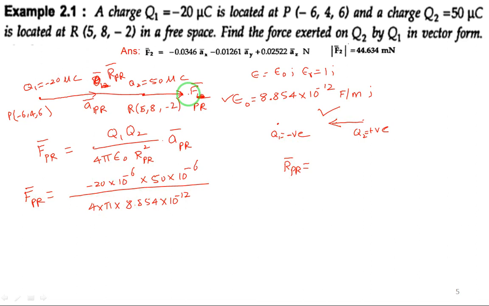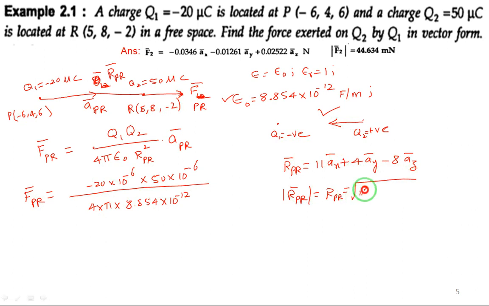So P to R, P and R. 5 minus of minus 6, 5 plus 6, it is 11 AX. Then 8 minus 4, 4 AY. I am finding the distance vector RPR. Then minus 2 minus 6, minus 8 AZ vector. Then what is the magnitude of RPR? Instead of always writing magnitude, I can simply write it as RPR. It is one and the same.